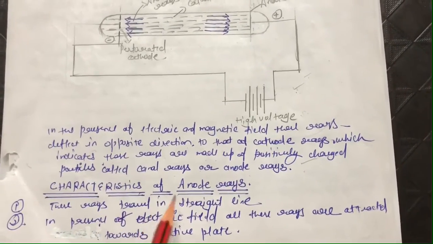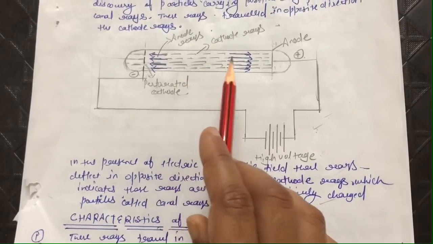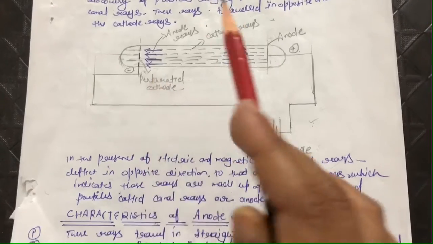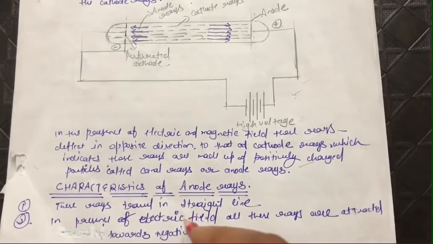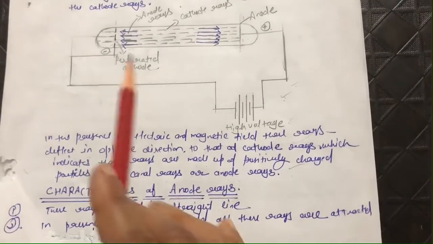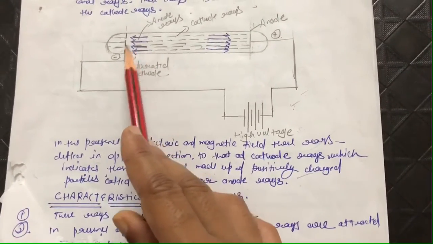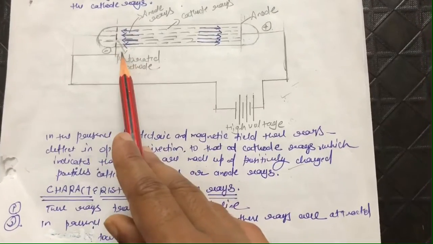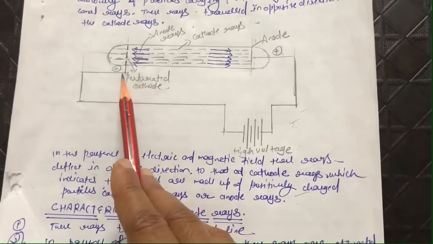Now the characteristics of the anode rays. These rays travel in a straight line, as you can see from here. The motion is in a straight line, and in the presence of an electric field, all these rays are attracted towards the negative plate. They are moving towards the perforated cathode, that is, towards the electrode that is connected to the negative terminal of the battery.